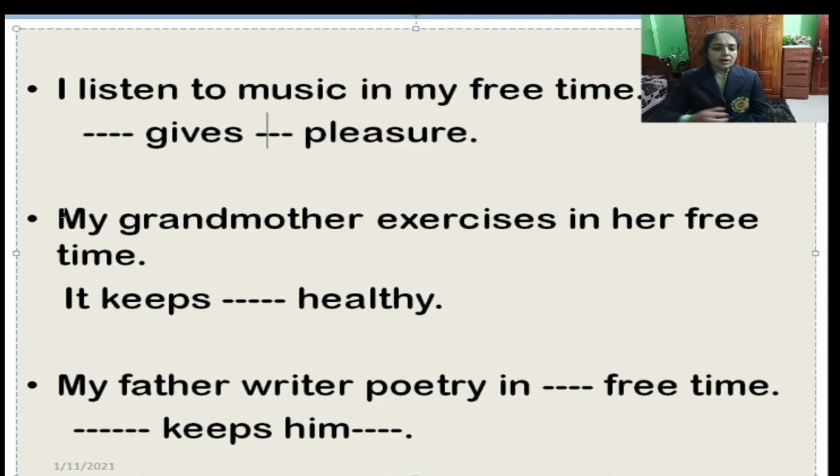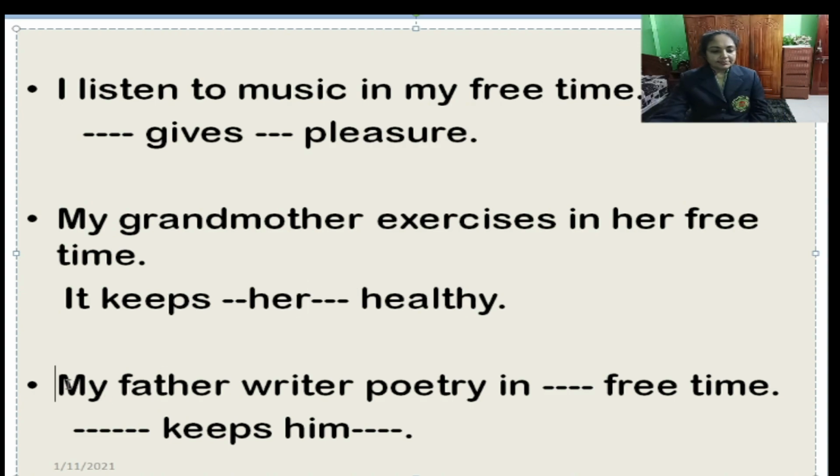Next number: my grandmother exercises in her free time. In place of exercising, it is used. It keeps dash. What can be selected here in place of my grandmother? Let us think. It is a little bit different from our previous answer. Yes, you are right: her. As grandmother is female gender, we have to select her. It keeps her healthy.